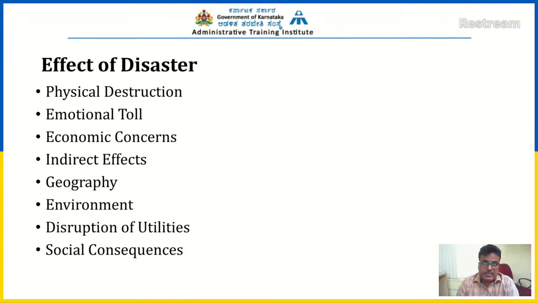What could be the effects of disaster? What will happen when an earthquake happens? We experience a lot of physical destruction: building collapses, and critical infrastructure like roads, electricity, telecommunication, all of them will get destroyed in any major earthquake. Not only in earthquakes, but during floods also it happens. Any disaster carries with it a lot of physical destruction.